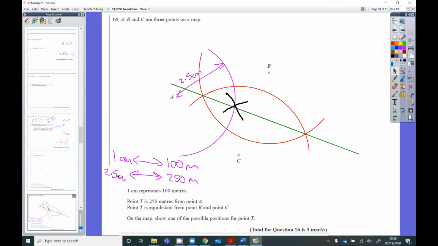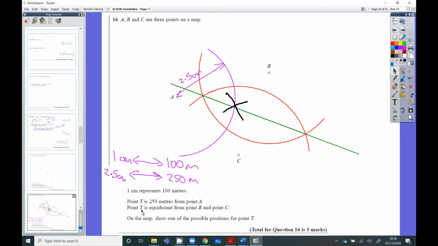So T is going to be 250 meters from A. We draw a circle 2.5 centimeters from A. Now we could draw the circle all the way around, but given that we're going to be finding that T is equidistant between B and C, it makes sense to just do that little arc, but by all means draw the whole of the circle if you wish.